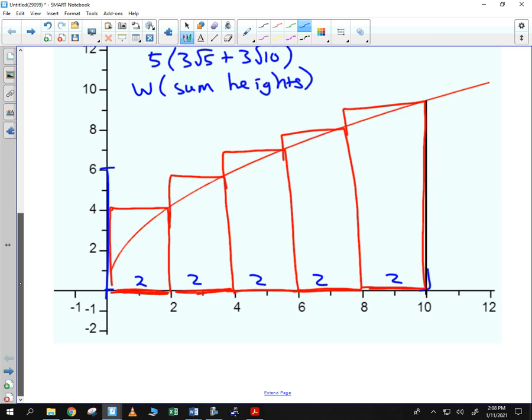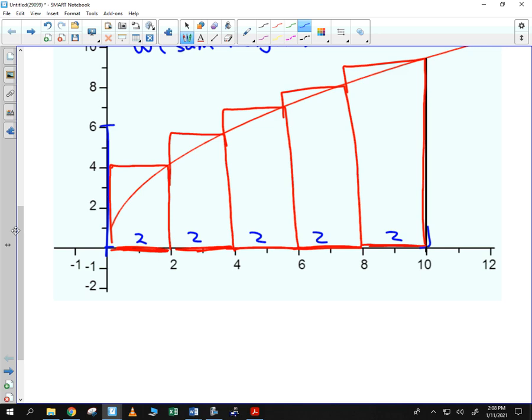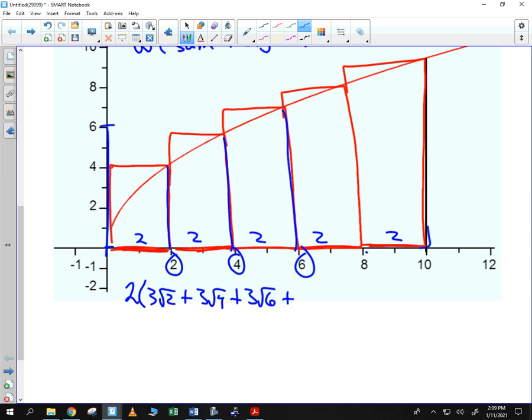And then the height is going to be whatever we get when we plug that value into the function. So 2 times 3 roots of 2, that's going to give us our height. 3 roots of 4, that's going to give us our height, and so on for each rectangle. That becomes very helpful, so we can compute that on our calculator.